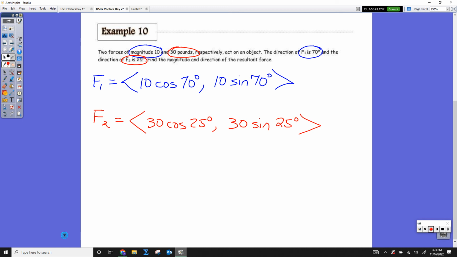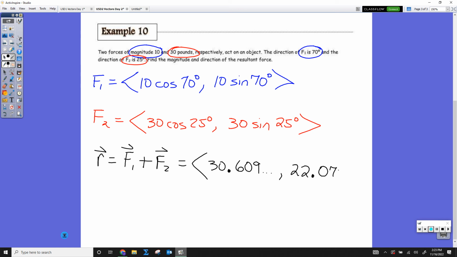So what we want to do is add those together in order to get our resultant vector, our resultant force. Remember, that's just equal to our force 1 and force 2 vectors added together. After using our calculators, that would be 30.609 and 22.075.